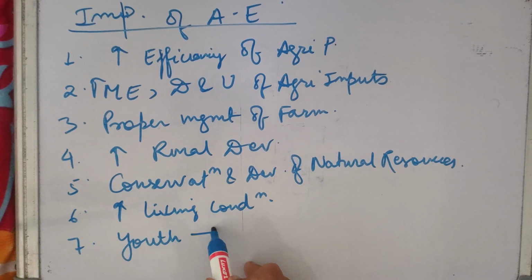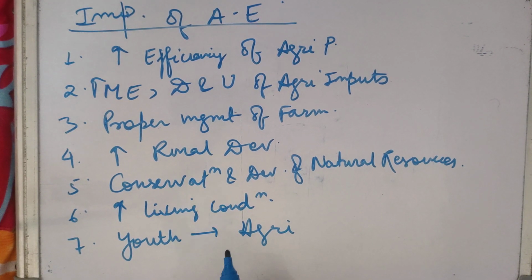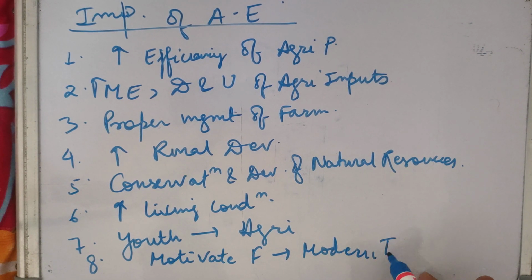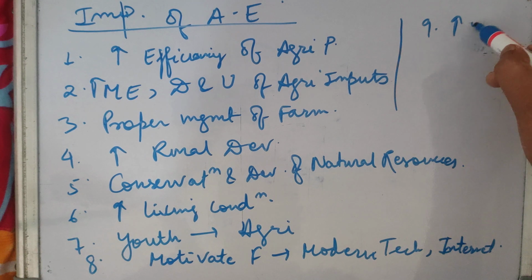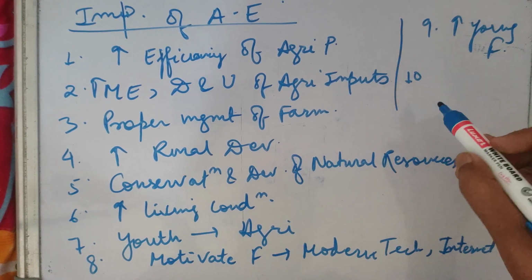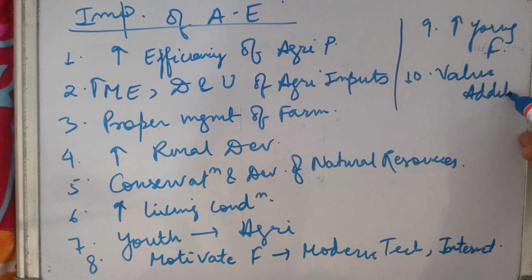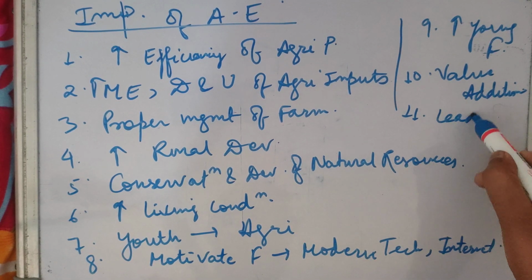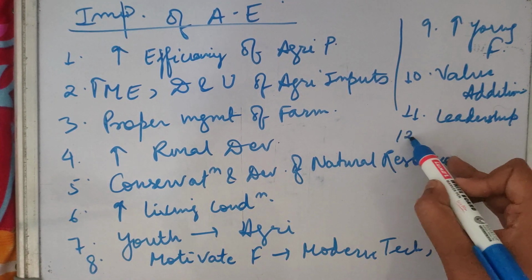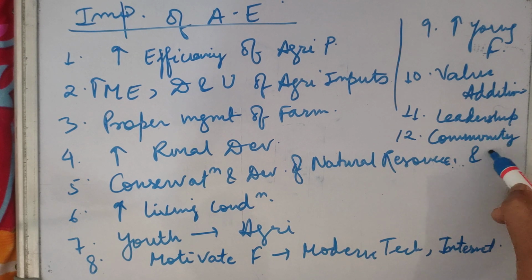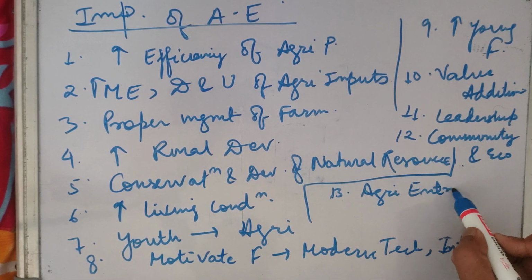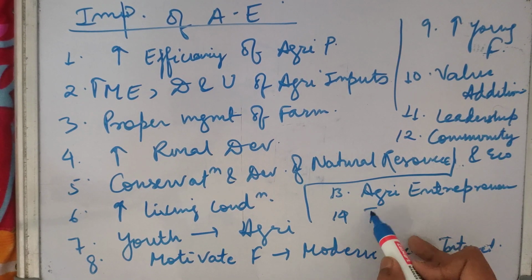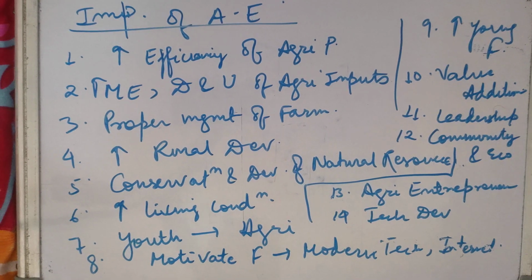It attracts youth towards agriculture, motivates farmers to use modern technology, internet facilities, etc. It helps in development of young farmers, value addition of agriculture products, development of leadership among farmers, community and economic development of farmers, development of agri entrepreneurs, and technology development. These are some of the importance of agricultural extension.